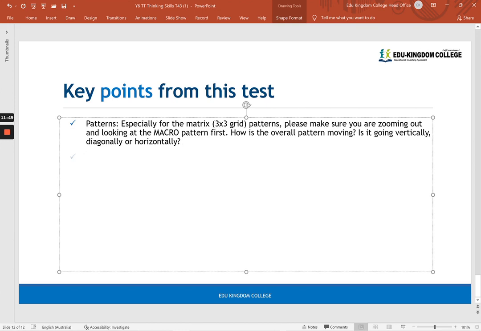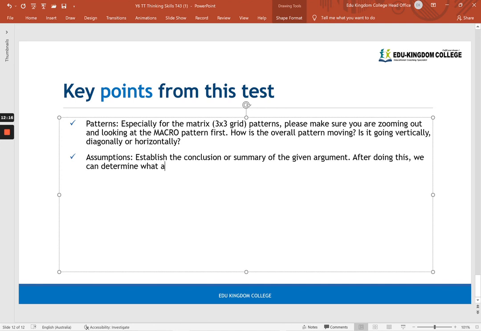The next thing I want you to think about is the assumption questions. The assumption questions, you need to establish the conclusion or summary of the given argument. After doing this, we can determine what assumption is made, what is inferred in the text.